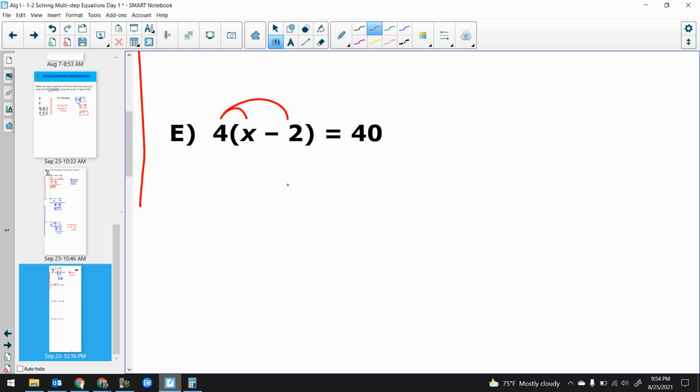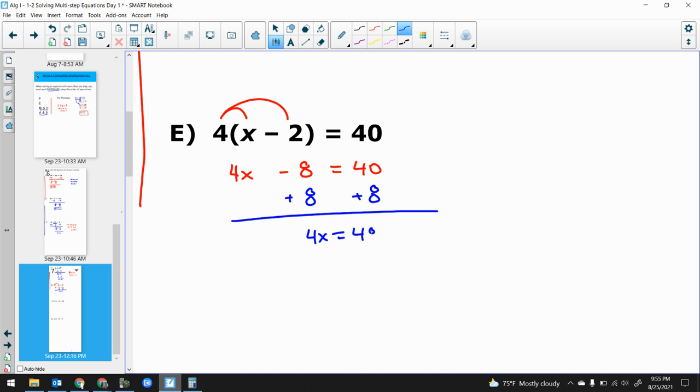So I've got this 4 times x minus 2. That would give us 4x minus 8 is equal to 40. And now we can start solving. You notice how I just simplified the left side and now I start solving? Now I start doing some inverse operations, and that's going to give me 4x is equal to 48. I divide by 4 on each side, so x is 12.